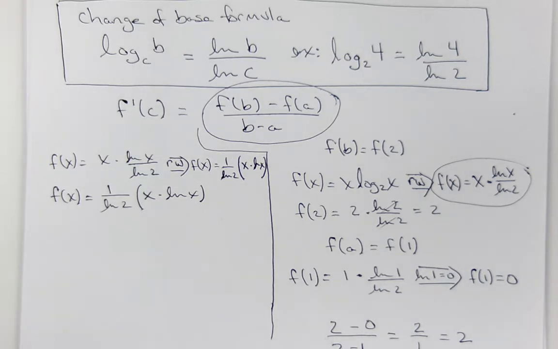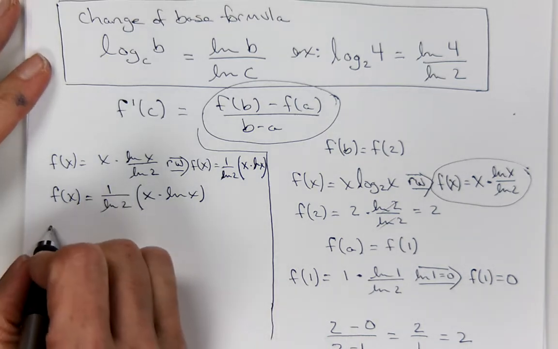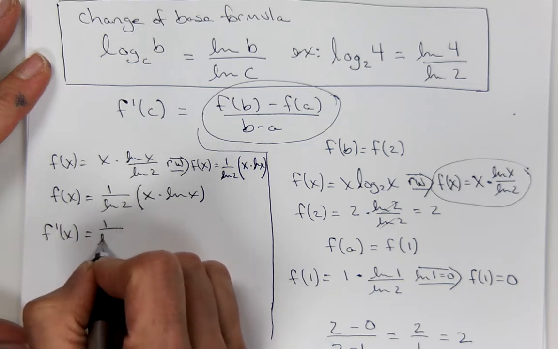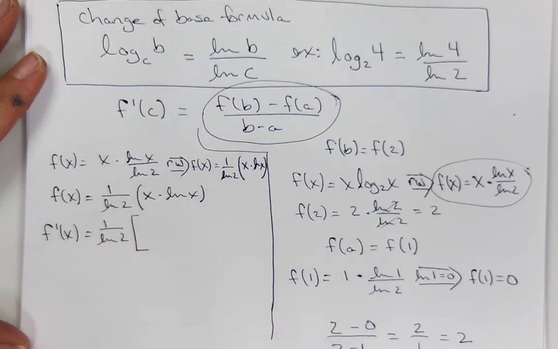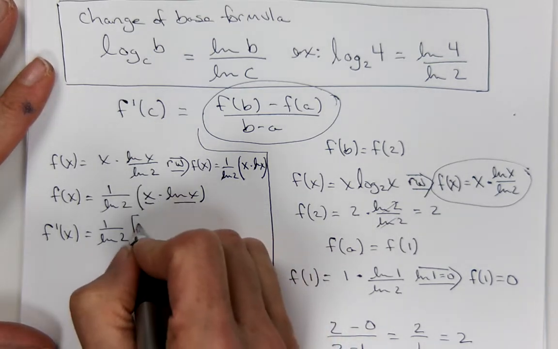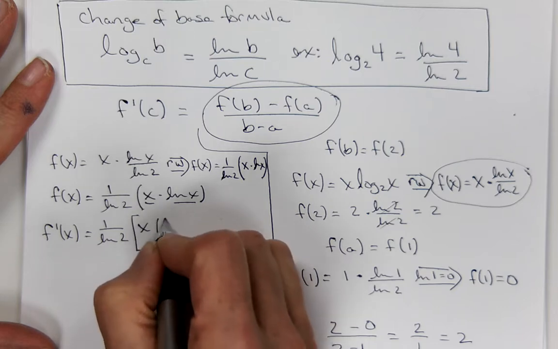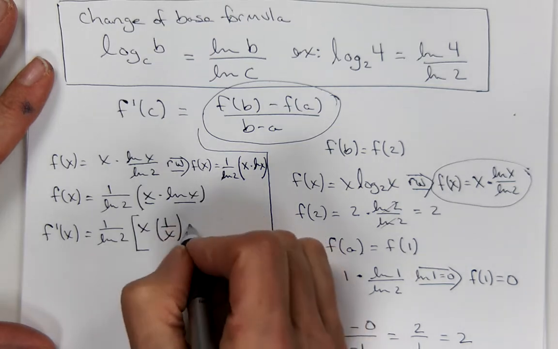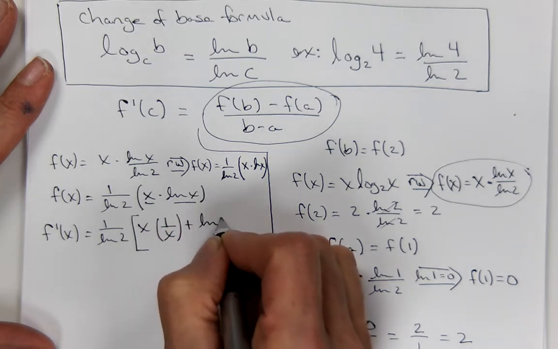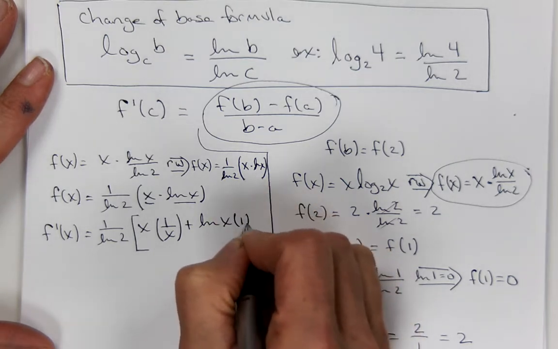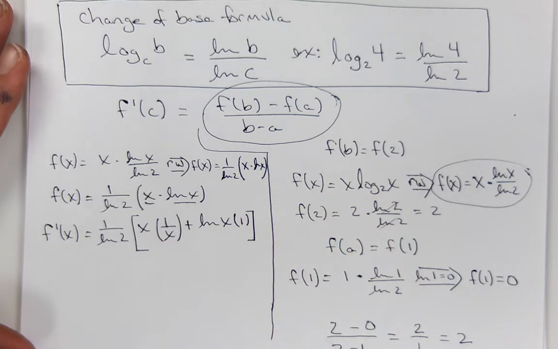So next I'm going to find the derivative by using the product rule. So we have f prime of x is equal to 1 over natural log 2. And now the product rule. We have our first and our second factor. So first is x times the derivative of the second factor. The derivative of natural log of x is 1 over x, plus the second factor, natural log x, times the derivative of the first factor, which is 1. So that's the product rule in the brackets.